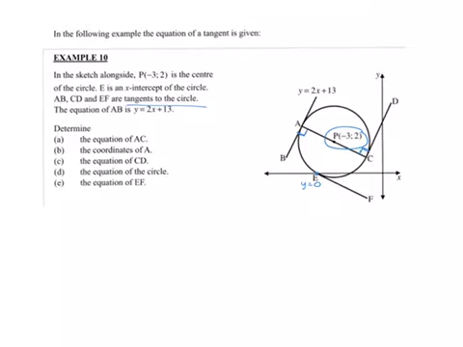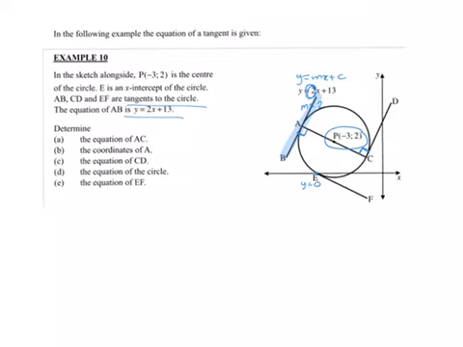Same over here. The equation of AB is given to you as y equals 2x plus 13. So the gradient of that line, remember y equals mx plus c, is 2. So then you know the gradient of this will be perpendicular to the gradient of the radius or the diameter. So it says now, determine the equation of AC.